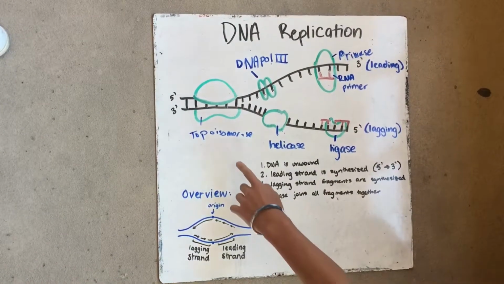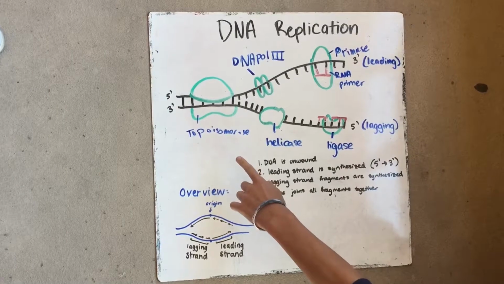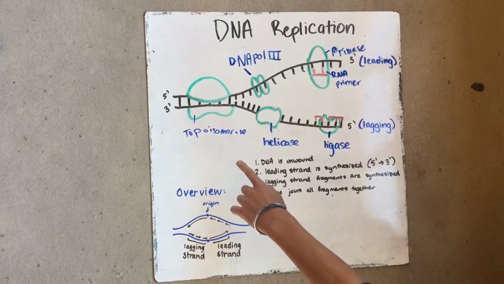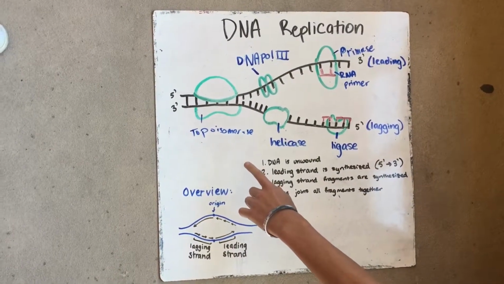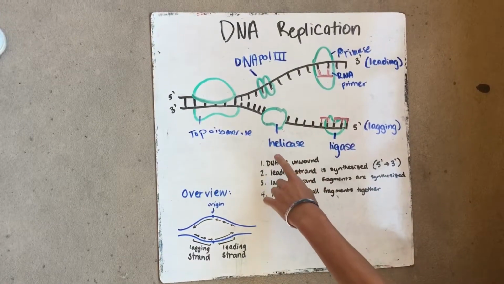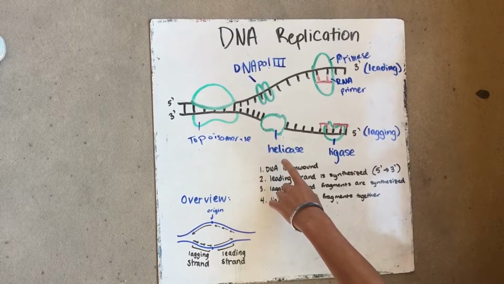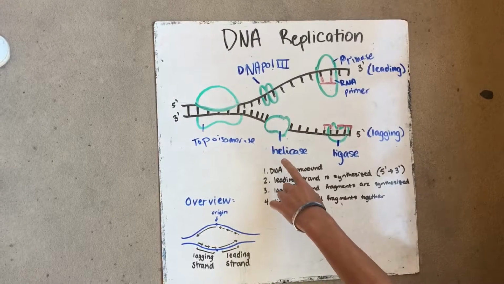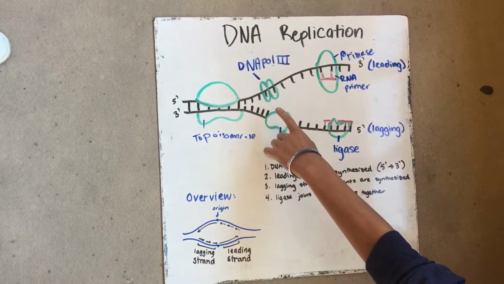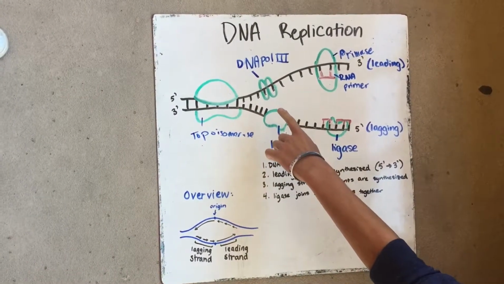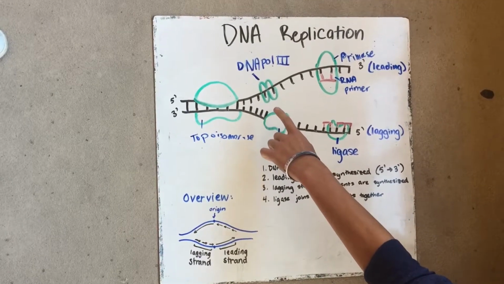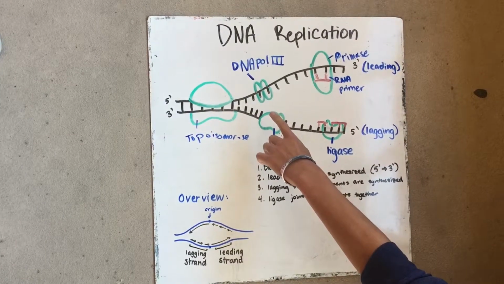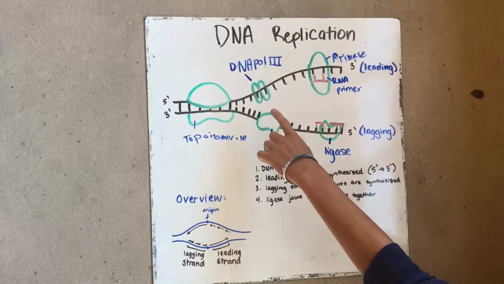Topoisomerase relieves overwinding strain ahead of the replication fork by breaking, swiveling, and rejoining DNA strands. Helicase unwinds the parental double helix at the replication fork. DNA polymerase 3, using parental DNA as a template, synthesizes new DNA strands by adding nucleotides to an RNA primer or a pre-existing DNA strand.